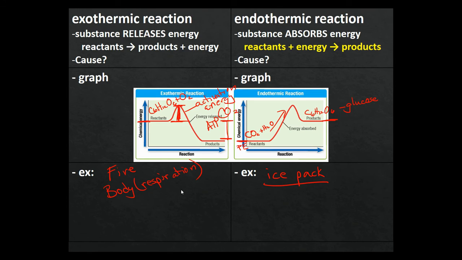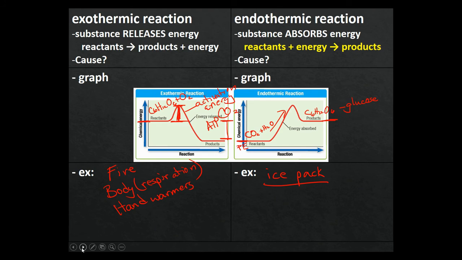Also, if you thought about ice packs, you might have also been thinking about hand warmers. Hand warmers are great examples of exothermic reactions as well. And there's a couple different types. One of them uses sodium acetate. The other just uses iron that gets exposed to oxygen. The sodium acetate one can sometimes be reused.